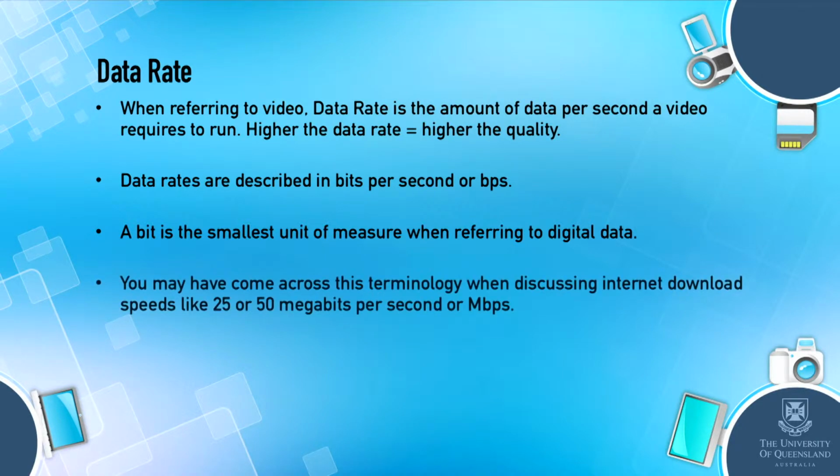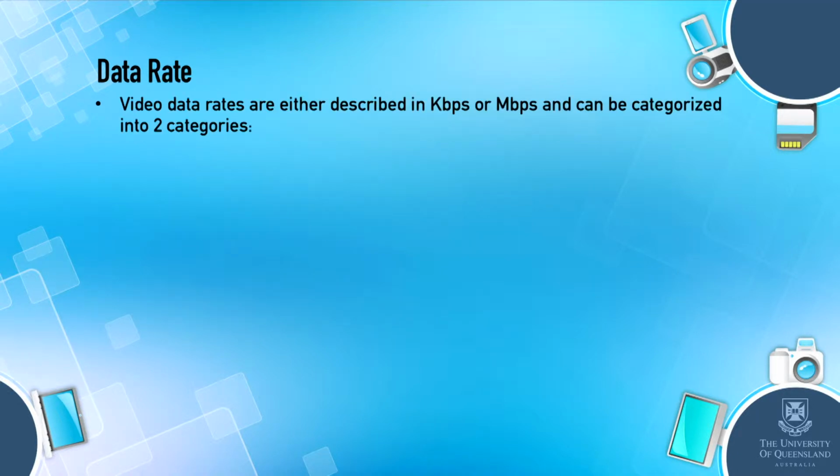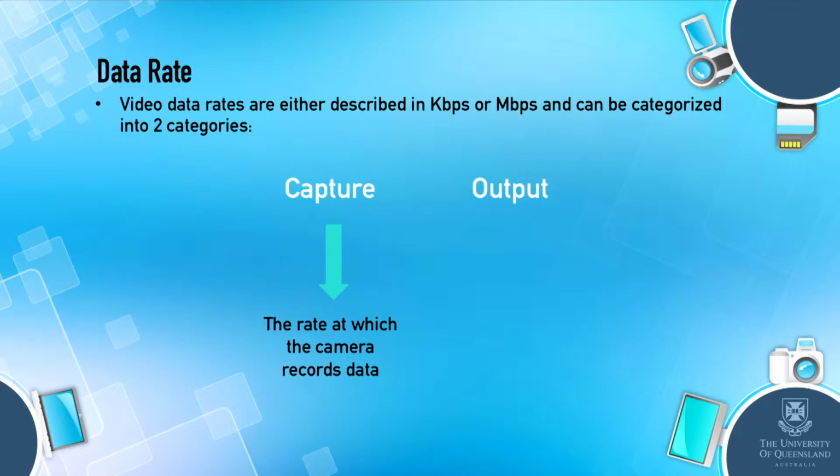You may have come across this terminology when discussing internet download speeds like 25 or 50 megabits per second, or Mbps. Video data rates are either described in kilobits per second or megabits per second and can be sorted into two categories: capture and output data rates. Capture data rate is the rate at which the camera records the data, while output data rate is the rate you output your final video as.